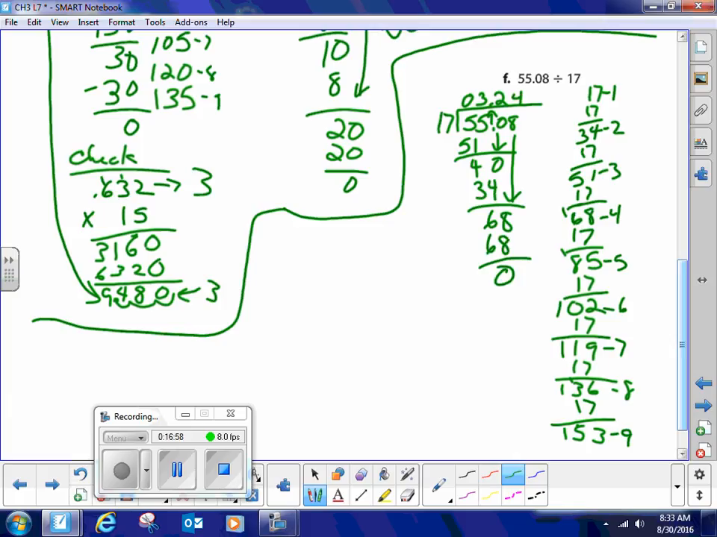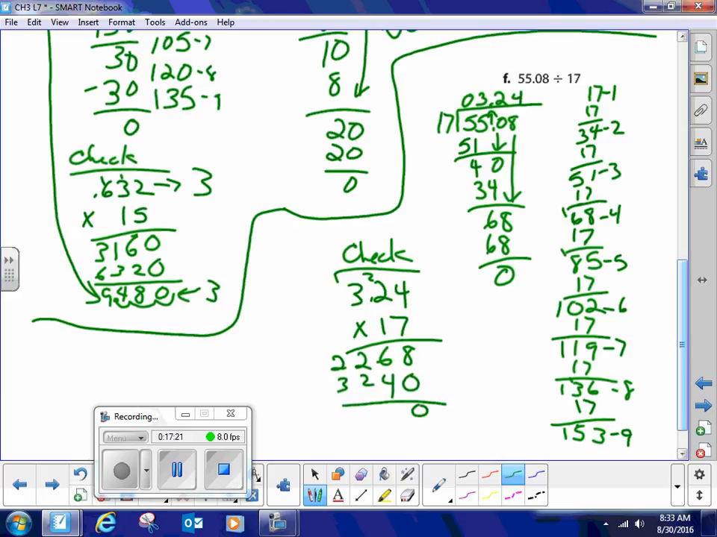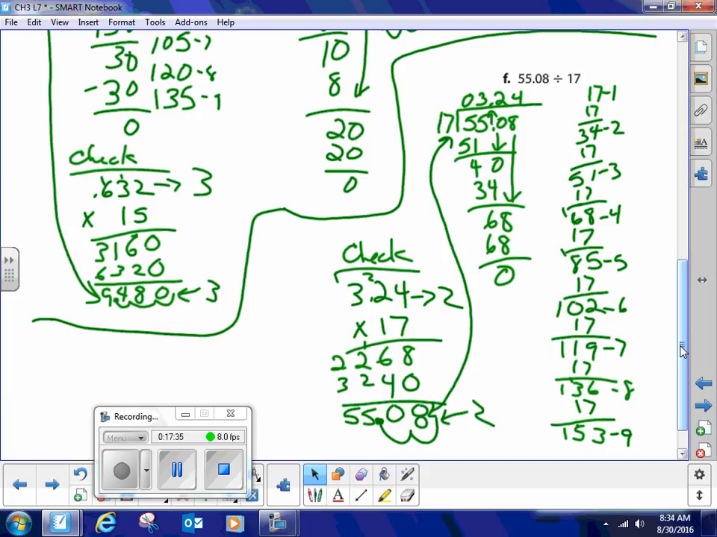Okay, doing a quick check. Right, you got 3.24 times 17. 7 times 4 is 28, carry the 2. 7 times 2 is 14, plus 2 is 16, carry the 1. 3 times 7 is 21, plus 1 is 22. Annex is 0. 4, 2, 3. Do some quick adding. 0, carry the 1, 5, 5. I gotta give it 2, because I've got 2, 1, 2. And look, it is equal. Excellent. That's what we want. That is so important that it comes equal like that. That's how we know we did it right.